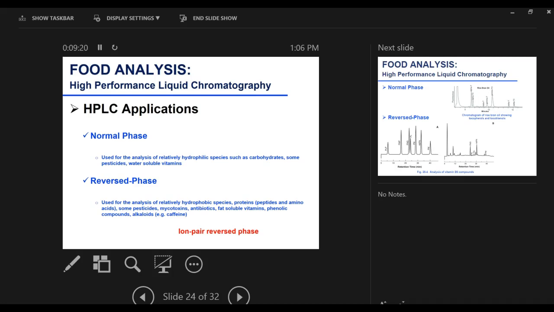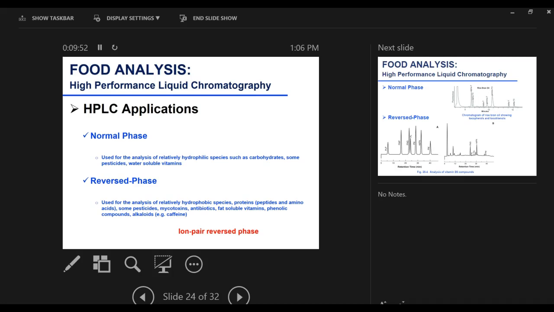If you have reversed phase, it is a nonpolar column. So your interaction is based on nonpolar interaction, so mostly hydrophobic species. So we're going to be using reverse phase for different applications. For example, amino acid separation and protein separation, peptide separation can be done by reverse phase chromatography. Alkaloids such as caffeine, some fat-soluble vitamins, phenolic compounds, some mycotoxins and antibiotics, some pesticides.